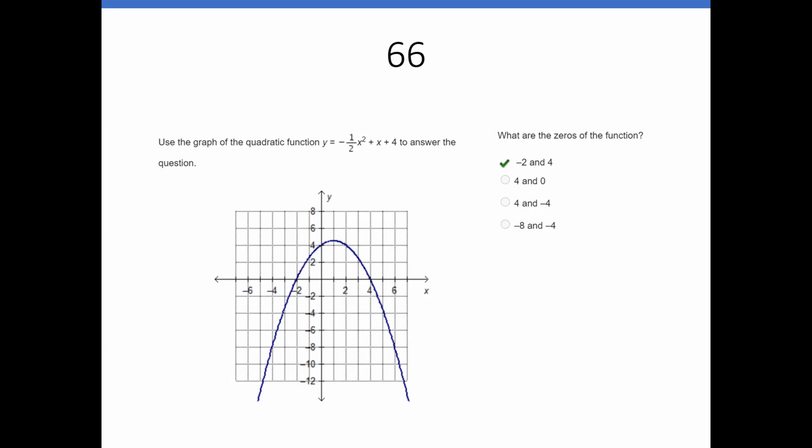All right, so use the graph of this quadratic to answer the following question. What are the zeros? Okay, so the keyword here is zero. You want to go ahead and circle it. Zero just means what is x equal to when y equals 0? That's essentially what it's asking you to do. So what is x equal to when y is equal to 0?